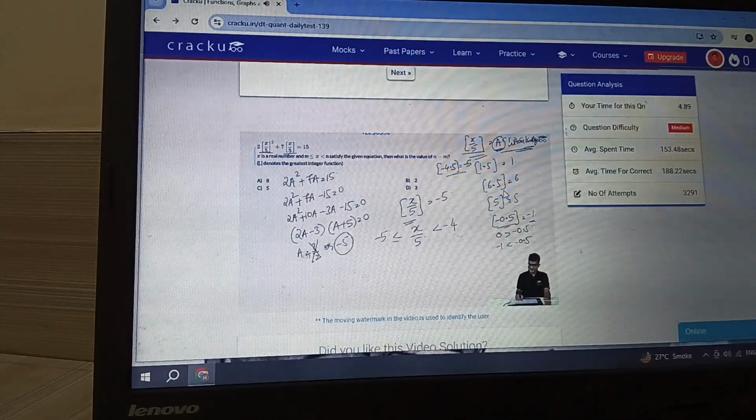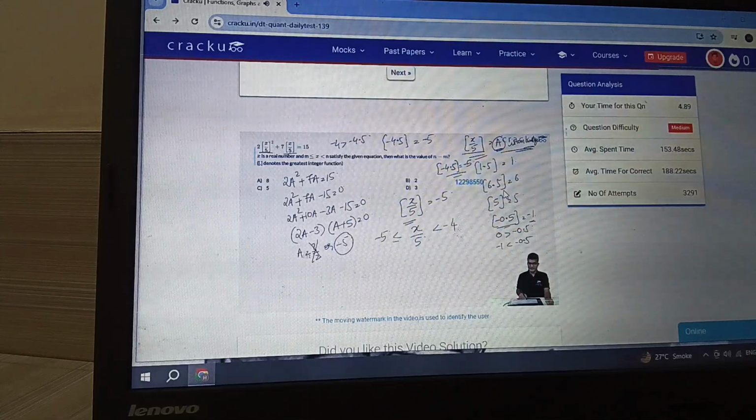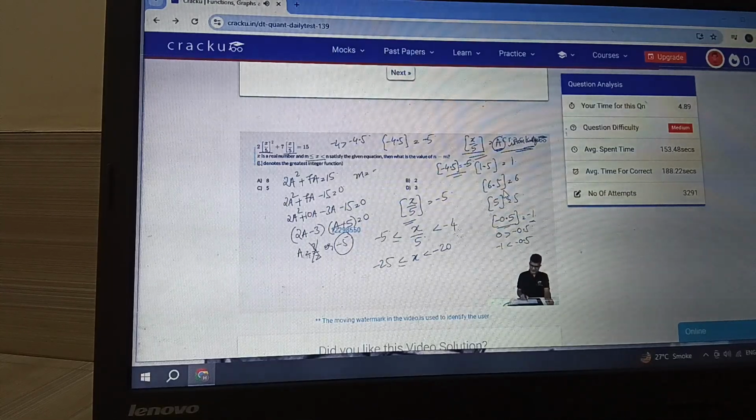Because remember what we have discussed earlier. What is the greatest integer which is less than or equal to minus 4.5? This is equal to minus 5. Because minus 4 is greater than minus 4.5. So now if you are multiplying the entire inequality with 5, minus 25 is less than or equal to x is less than minus 20. So in the given inequality, the value of m is equal to minus 25 and the value of n is equal to minus 20. So the value of n minus m will equal 5.